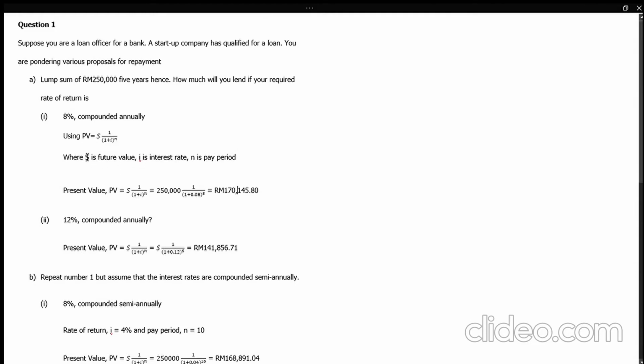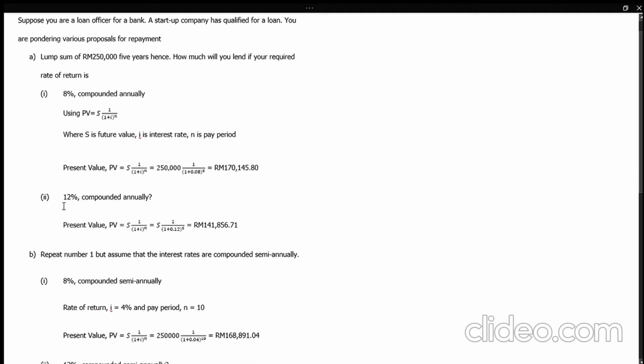The S value is given in the question, which is 250,000, and I is also given, which is 8%, and n is also given, which is 5. Using the data, we insert into the formula and we have for question 1A1, which is RM 170,145 ringgit and 80 cents.